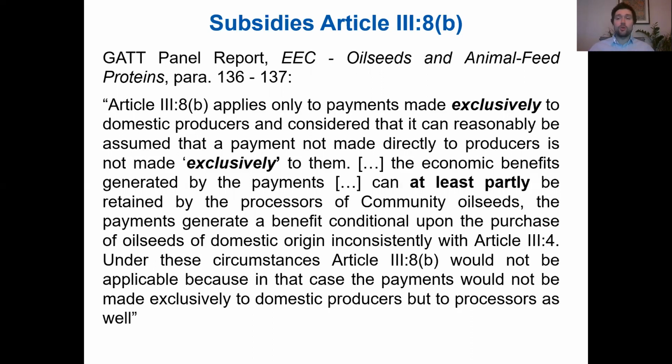So here they say that it will go contrary to Article 3.4 because you are actually forming some artificial demand for the product through this mechanism, and it goes contrary to Article 3.4. It's not exclusively to domestic producers. You are distorting the market conditions contrary to Article 3.4. Under these circumstances, Article 3.8 would not be applicable because in that case, the payments would not be made exclusively to domestic producers, but to processors as well, as processors can at least partly retain some of the economic benefit.